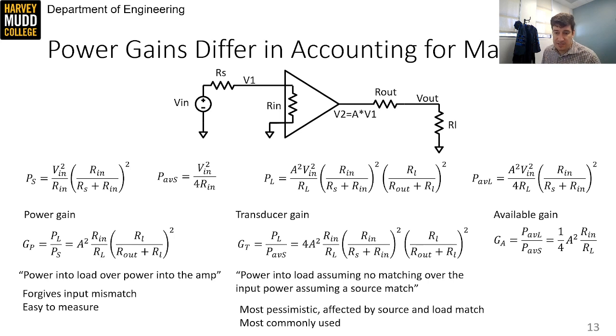So, said in words, this is the power into the load, assuming both source and load are matched, divided by the power into the input, assuming the source is matched. This is mostly nice as a handy upper bound on amplifier performance.